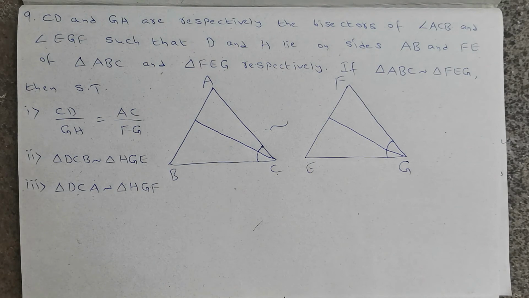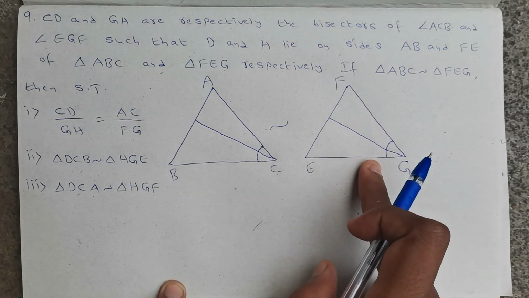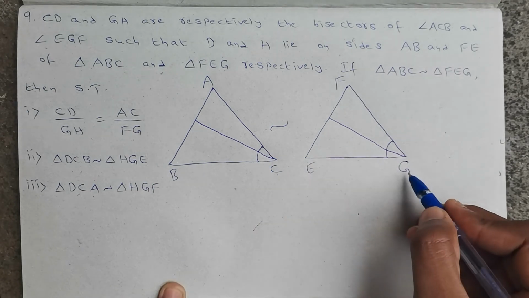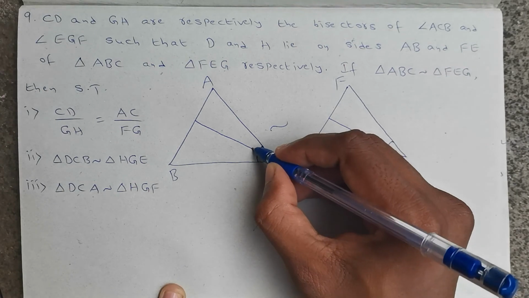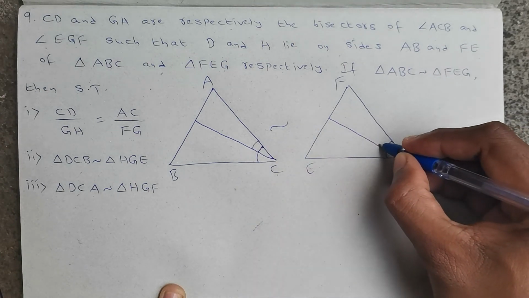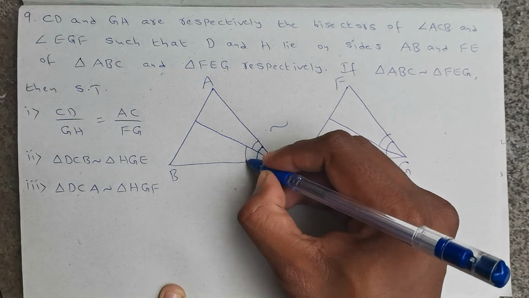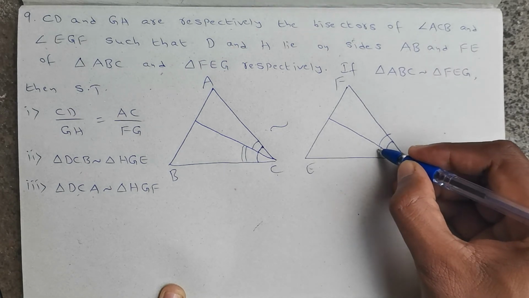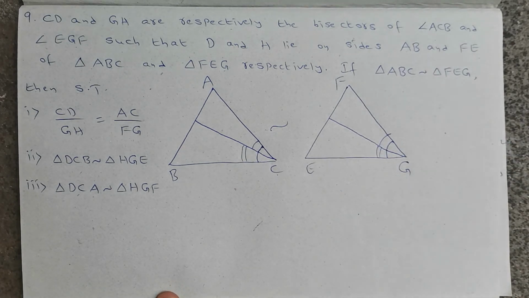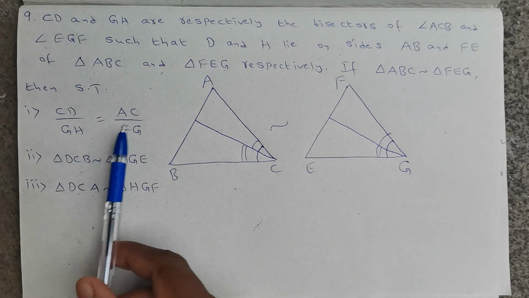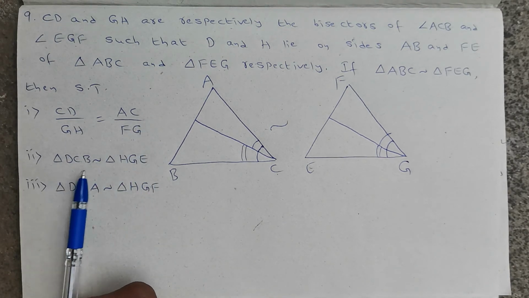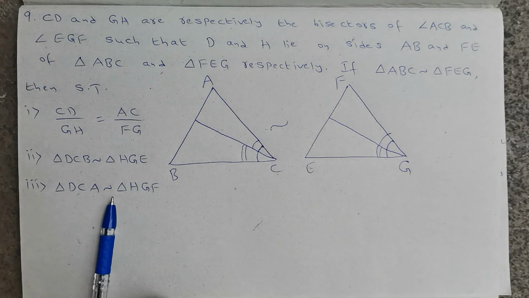Now, if we observe these two triangles clearly, if these two triangles are similar to each other, obviously angle C is equal to angle G. Now, we are making this half, so this upper part will be equal to this upper part, as well as this lower part is also equal to this lower part. Then he is asking to show CD by GH is equal to AC by FG, and DCB is similar to HGE, DCA is similar to HGF.